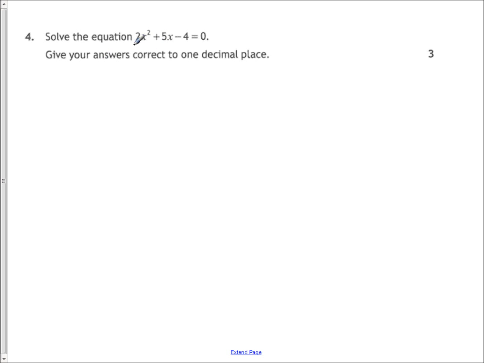Question 4, quadratic equation. You're told to give your answers to 1 decimal place, and that might as well scream out at you and say, use the quadratic formula. You've got the calculator, you've got the formula, put in the values. Be careful to note that A is going to be 2, B is going to be 5, and C is going to be -4. So pop these in, get your 2 solutions, and make sure you round them correctly. 3 marks in the bag.